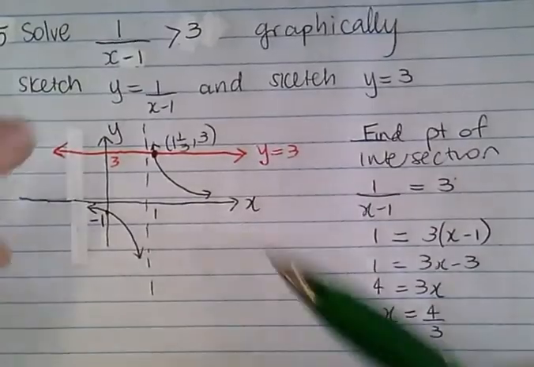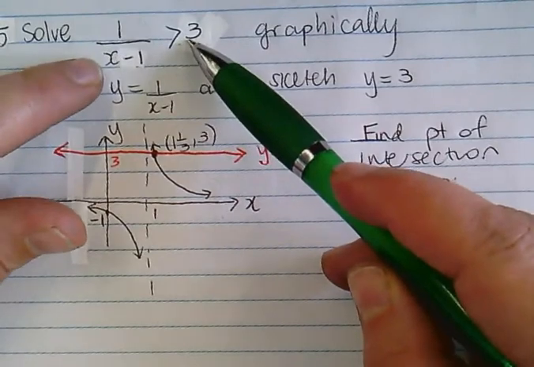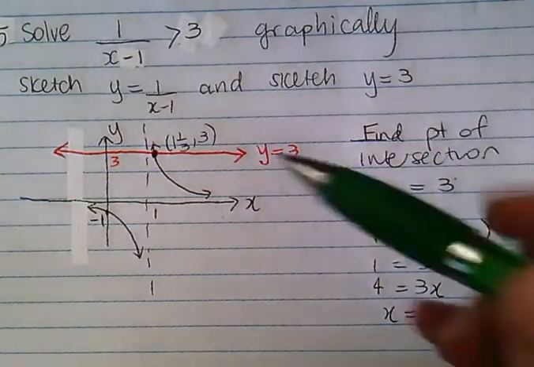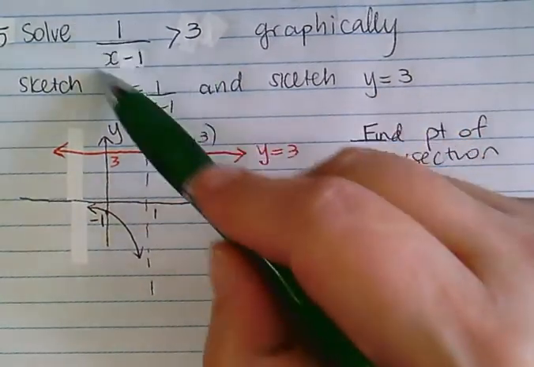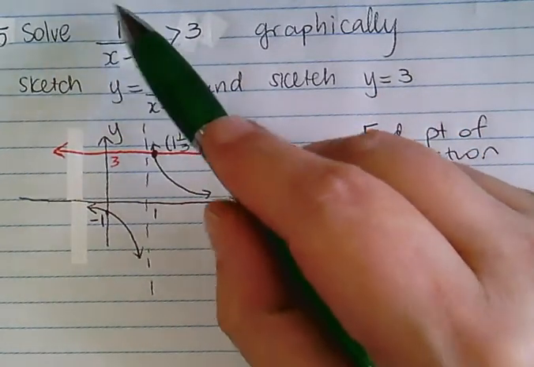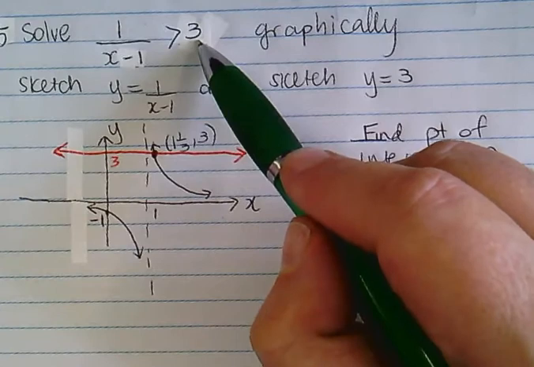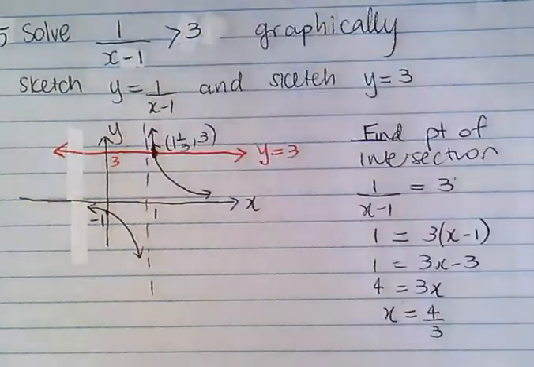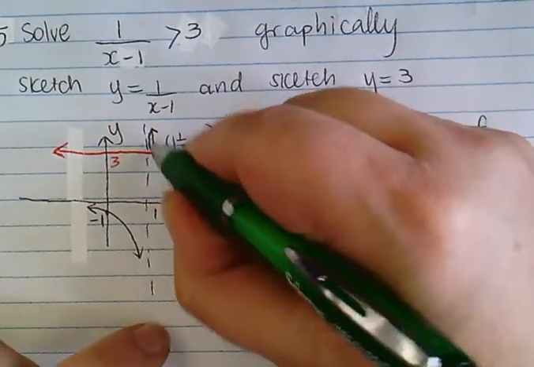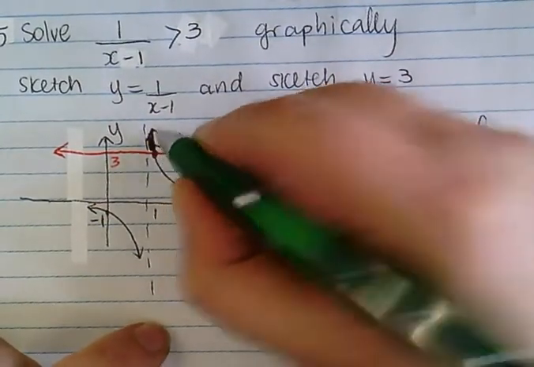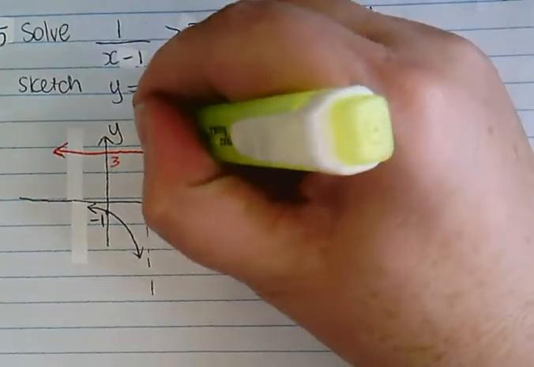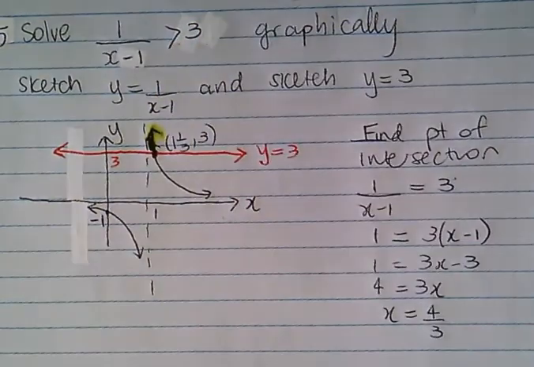So see how I'm asked to solve this graphically. I'm only solving for x, I don't need to solve for y. So this is asking me, where is the hyperbola higher up than the line y equals 3? Look at the graph. Yeah, well, no, it's here. This is where the hyperbola is above the line y equals 3. I've shaded it. This is where it is higher up, right?